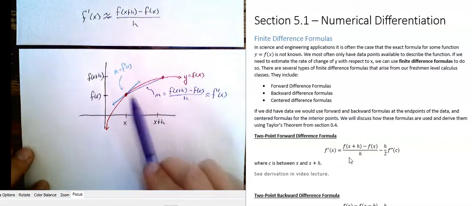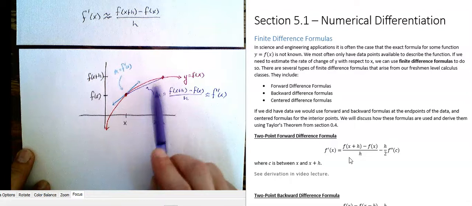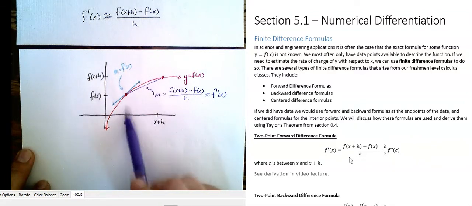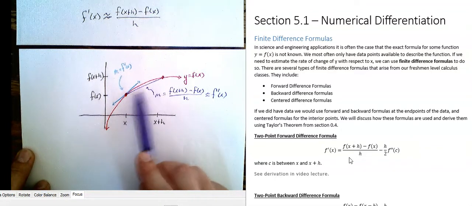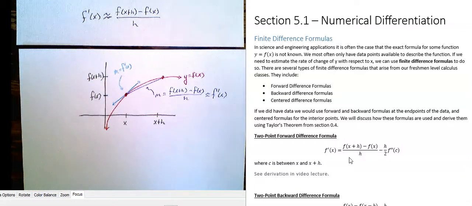Now, the approximation gets better if h is smaller, right? If we push this point back towards the point at which we're trying to find the tangent line, this guy approaches this guy, the slope, that is. So that's what we're getting into, just a simple, you remember from Calc 1, that kind of thing.